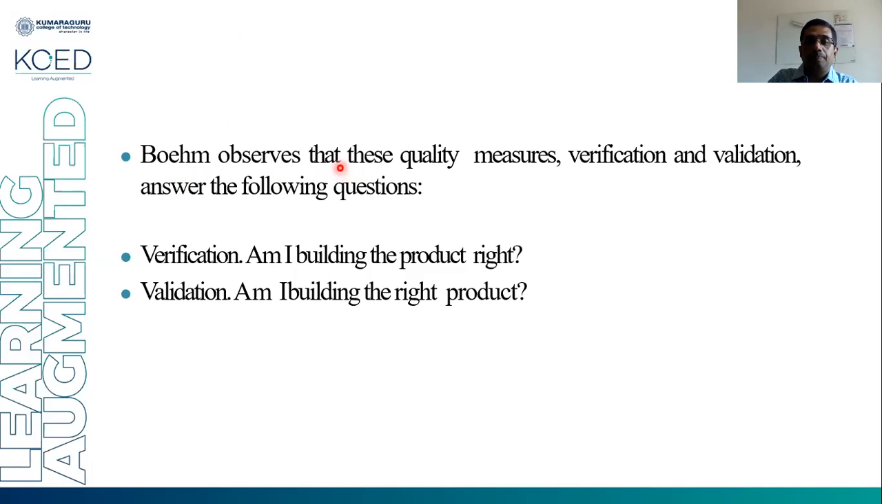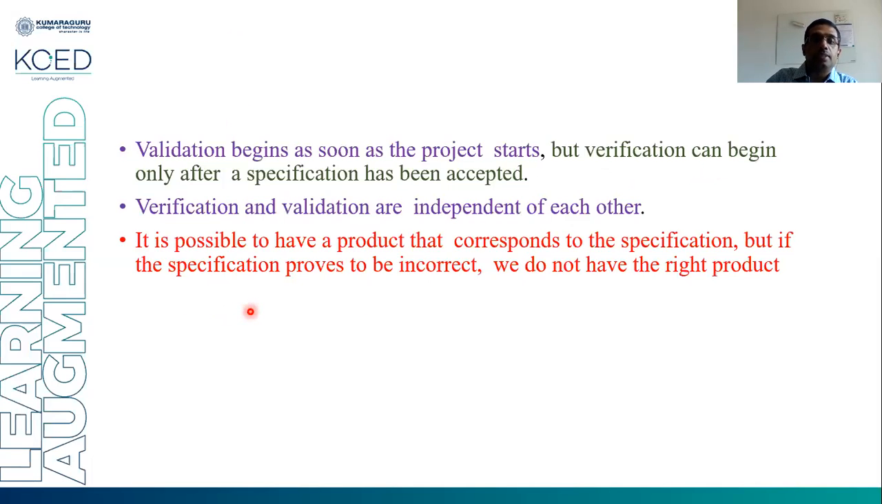Boehm observed that these quality measures, verification and validation, answer the following questions. Verification states, am I building the product right? Validation stands for, am I building the right product? So validation begins as soon as the project starts, but verification can begin only after the specification has been accepted. Verification and validation are independent of each other. It is possible to have a product that corresponds to its specification, but the specification proved to be incorrect. We do not have the right product.